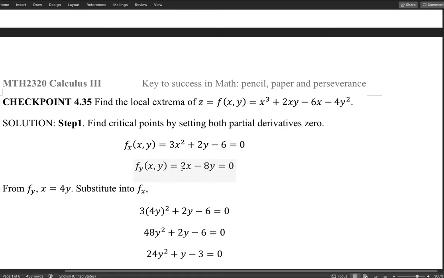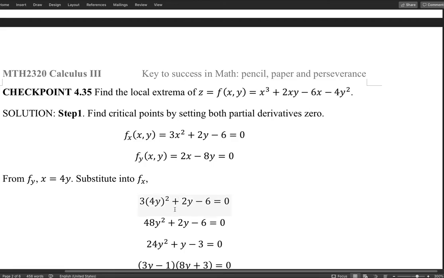And then specifically in this case, I'm getting x equals 4y from f sub y, right? x equals 4y from f sub y. And then I substitute this result back into f sub x, where x is replaced with 4y. And then I did some necessary simplification. Basically, 48, 2, and 6 are all even numbers, so it would be easier if we can reduce or simplify those numbers. I divide the entire equation by 2.